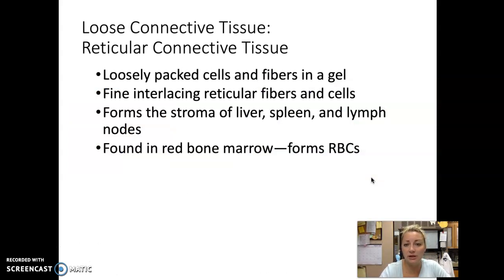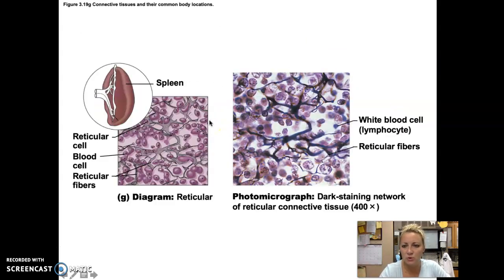For reticular connective tissue, the fibers are in a gel instead of an actual fluid like the other ones we've been looking at. Where do we see this? In our liver, the spleen, and lymph nodes. This is very special to them.